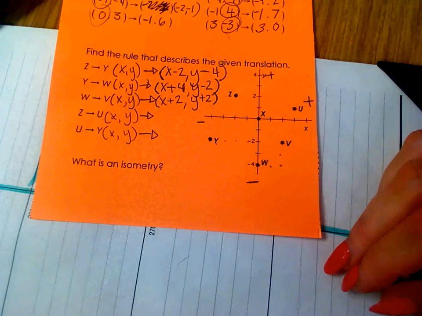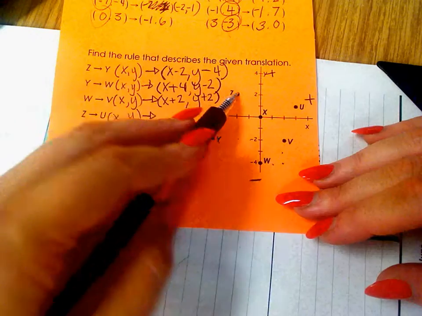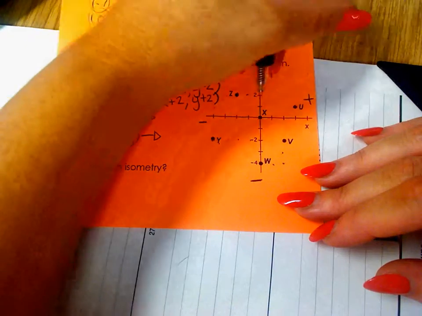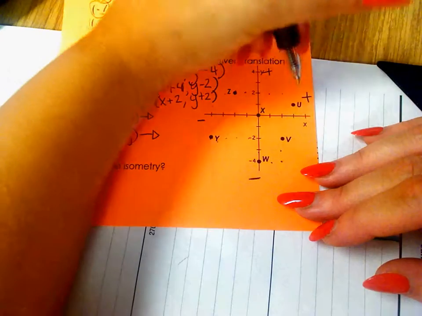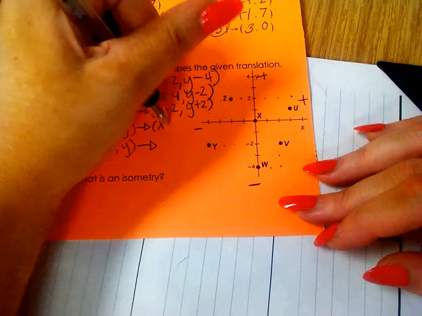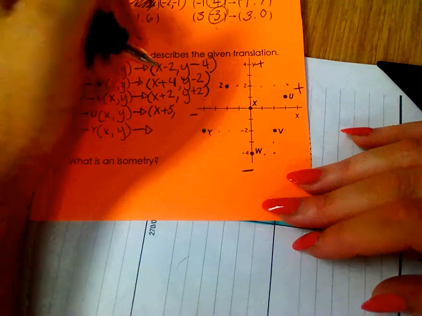Okay, from z to u, so starting at z, going to u. So we're going to go 1, 2, 3, 4, 5 to the right, and down 1. So 5 right is x plus 5. Down 1 is y minus 1.